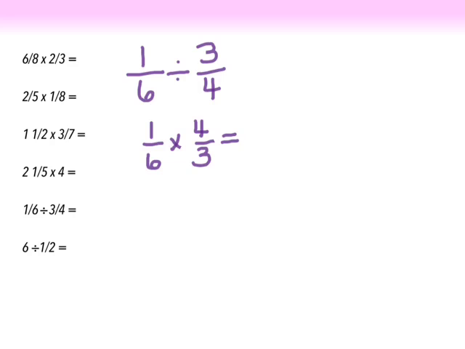Then 1 times 4 is 4. 6 times 3 is 18. Is my numerator larger than my denominator? No. Are both of those numbers divisible by a common number? Yes, they are. They're both divisible by 2. 4 divided by 2 is 2. 18 divided by 2 is 9. So 1/6 divided by 3/4 is 2/9.